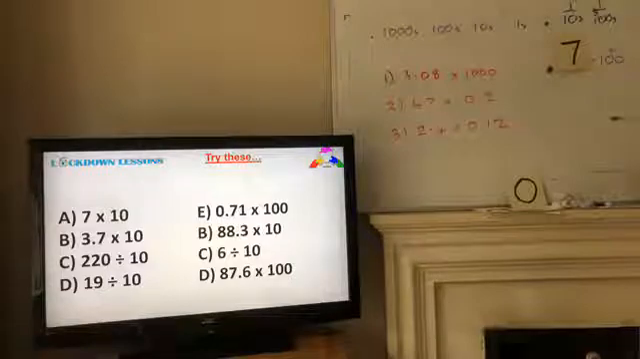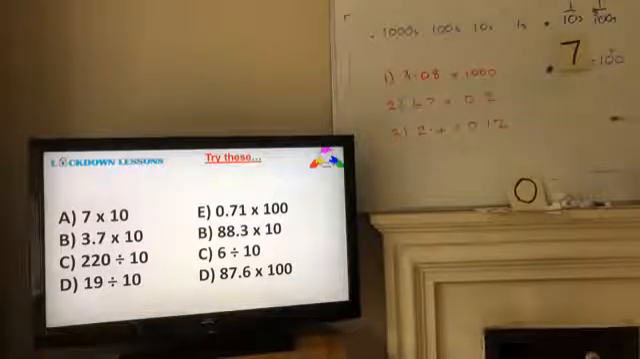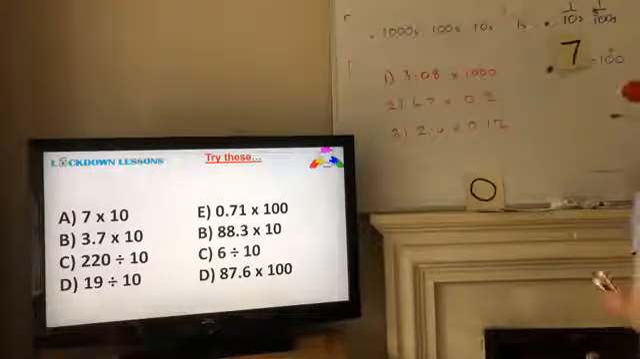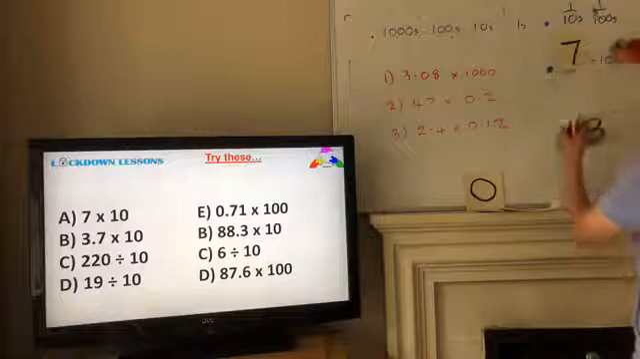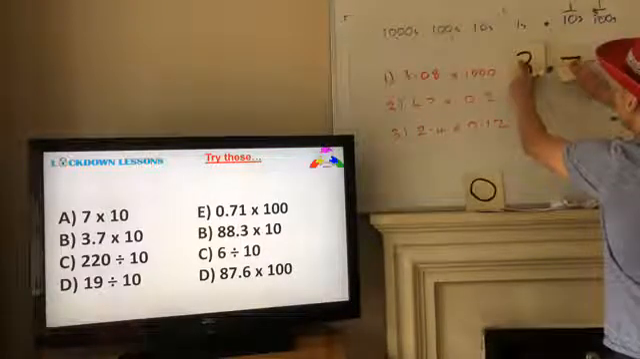So 7 times 10. 3.7, no, that's a separate question. 3.7 times 10. It moves, everything moves. So if I put it on the board, I'll put the 3.7 on the board for you. So there it is, Theo.